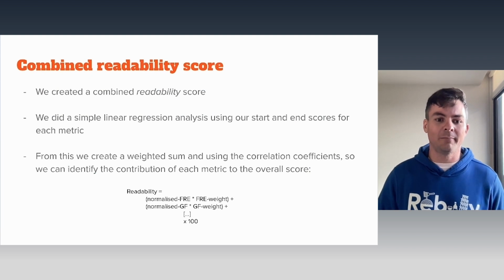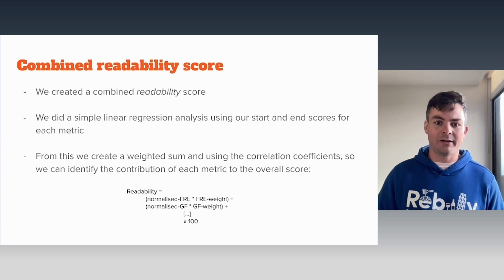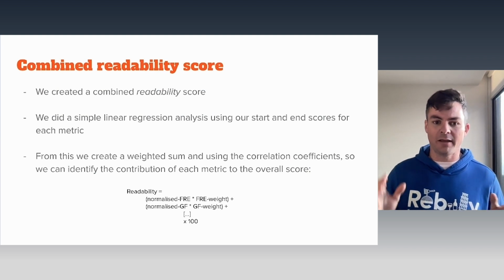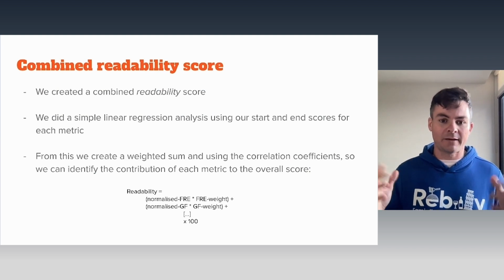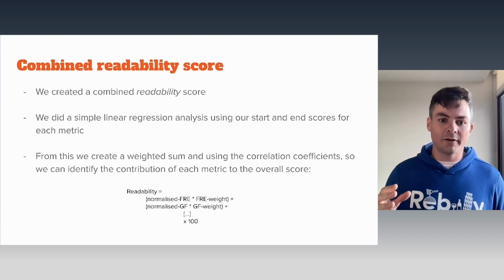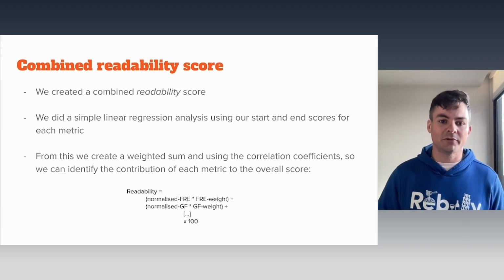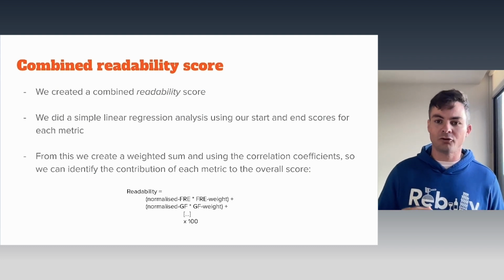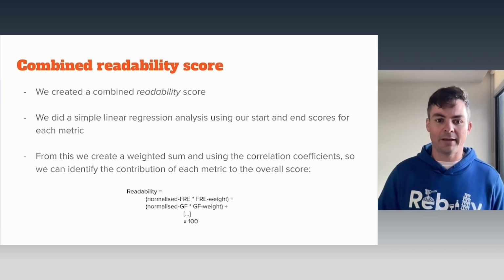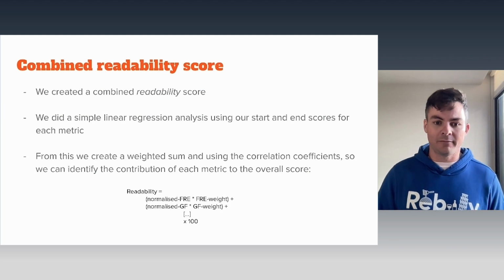So we did create a weighted sum. We used a simple linear regression analysis using the start and the end scores for each metric. And from that, you can work out the correlation coefficients that we can pop into a weighted sum. So essentially, we can identify how much each metric was contributing to the overall score and normalize the readability based on that.